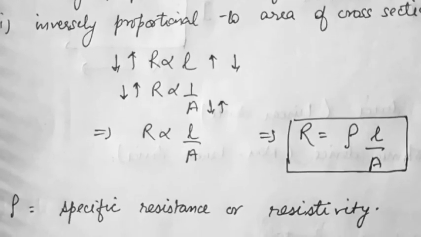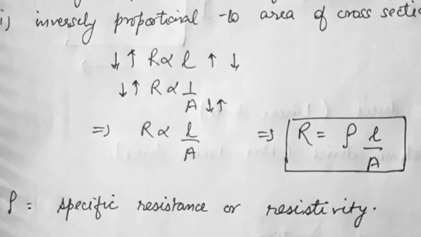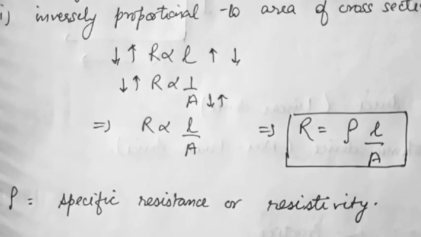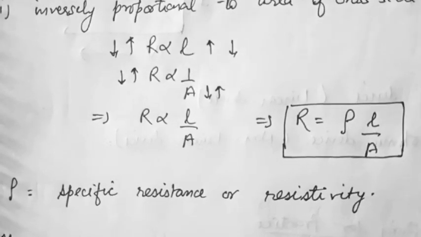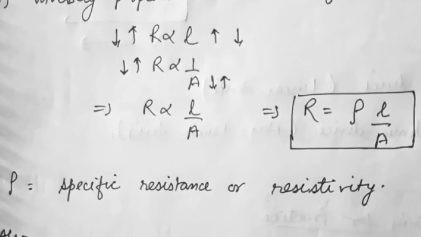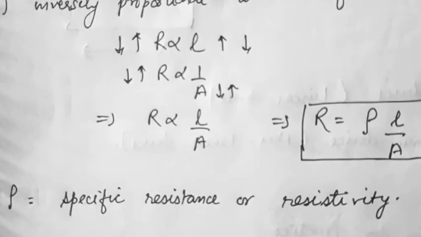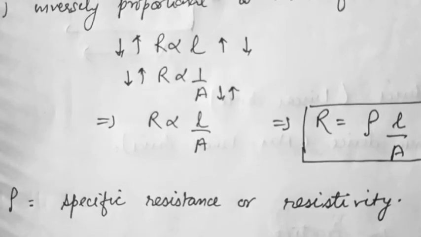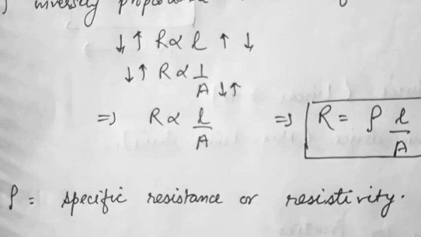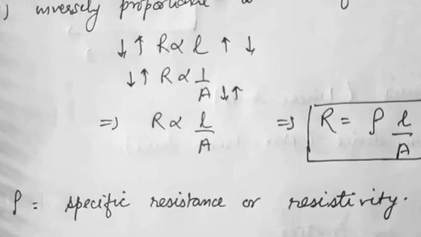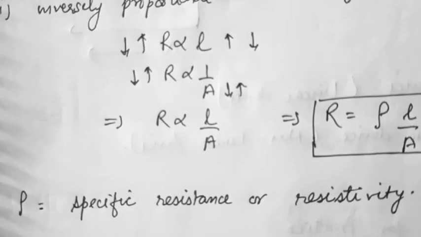If we go on with the same formula, where R is directly proportional to L and R is inversely proportional to A, we can write R is proportional to L upon A. And when we remove the proportionality sign, again a constant is introduced, and here this constant is rho, and this rho stands for specific resistance or resistivity. Specific, this word itself tells you the resistance of a specific material, so it is material dependent.